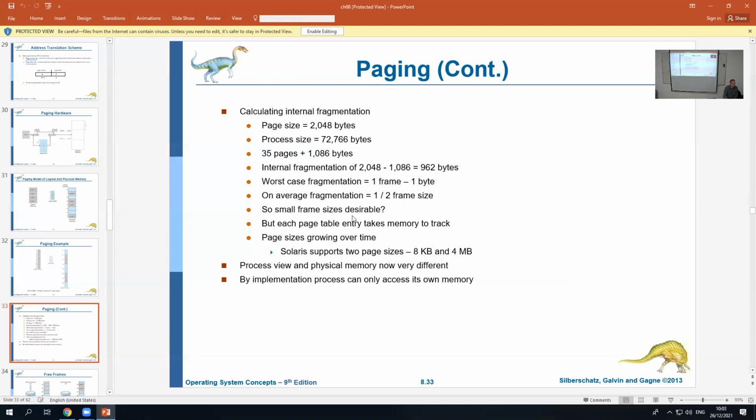So small frame size is desirable? Well, no, because we're going to have other problems with small pages, but more or less small. That's why in the old days, pages used to be about half a kilobyte, 512 bytes. But each page table entry takes memory to track it. I said the best case would be to have pages of size 1 byte, then I'll have no fragmentation.